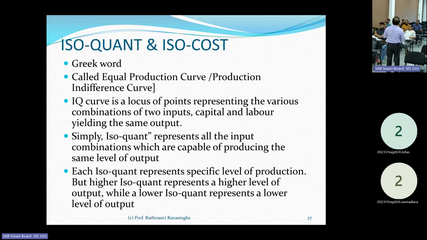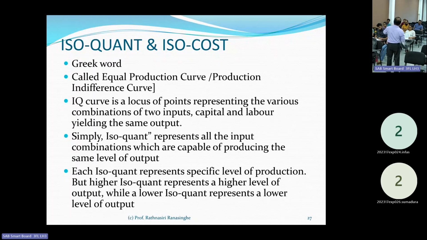A higher level of isoquant on the isoquant map represents a higher level of production, right? Like you talked about with indifference curves also, there can be different indifference curves, right?